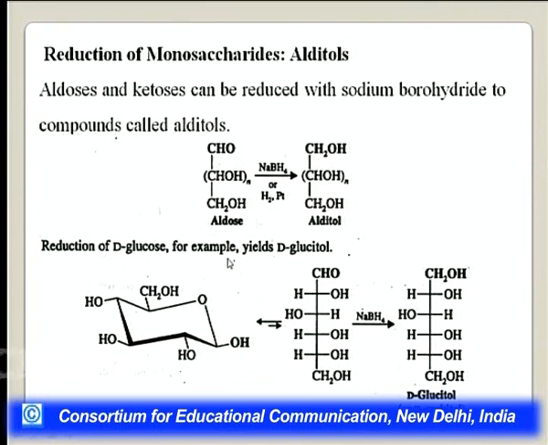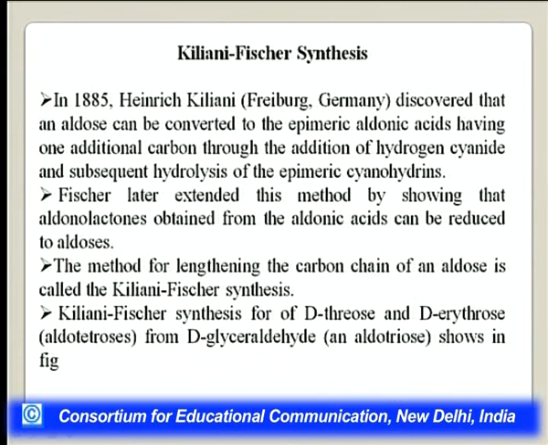Reduction of D-glucose, for example, yields D-glucitol. In general we can say alditol for carbohydrates, but for glucose we can say precisely D-glucitol. This is the open chain structure of glucose, and this shows the reduction, and you can see the open chain structure of D-glucitol, the expanded structure of D-glucitol, or we can also say D-sorbitol.